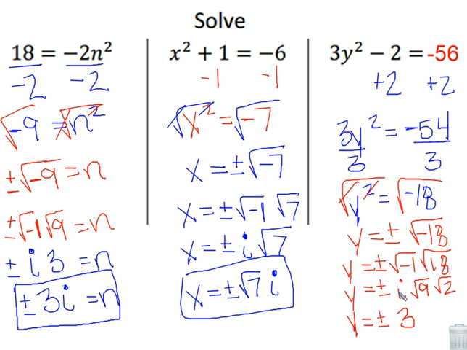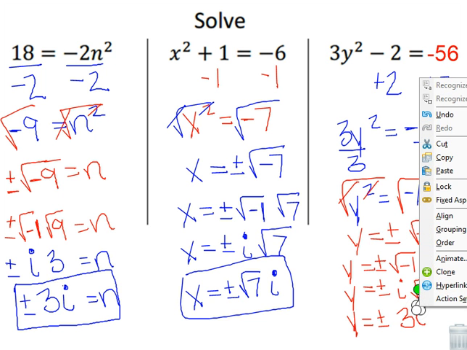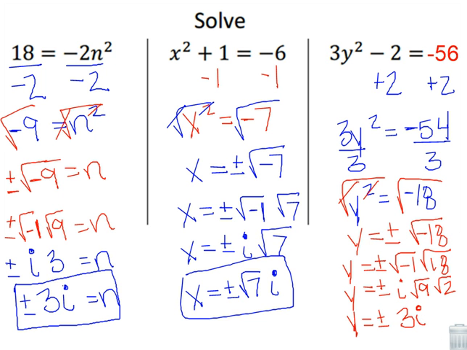I lose the check mark. I have my imaginary number i because, after all, I cannot take the square root of a negative number. I need to show how it's an imaginary answer. And I have the square root of 2 left over. All right, there we go.